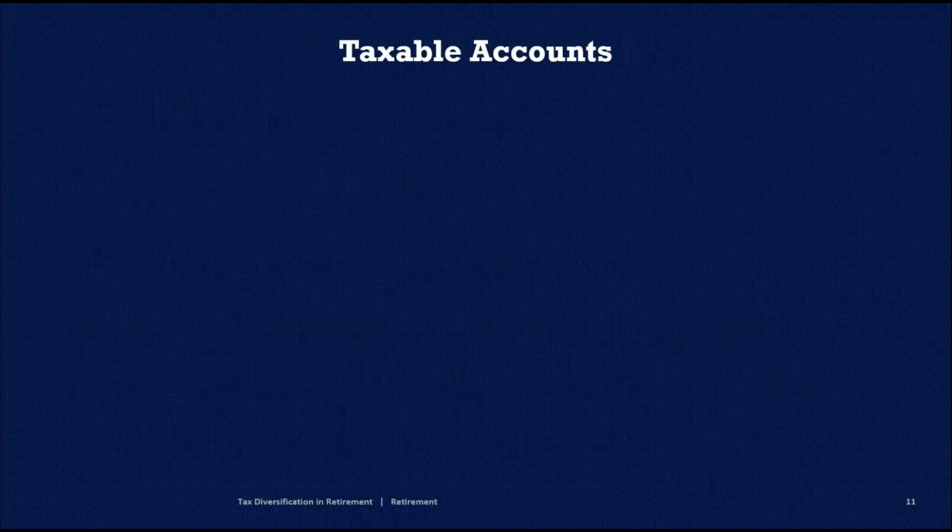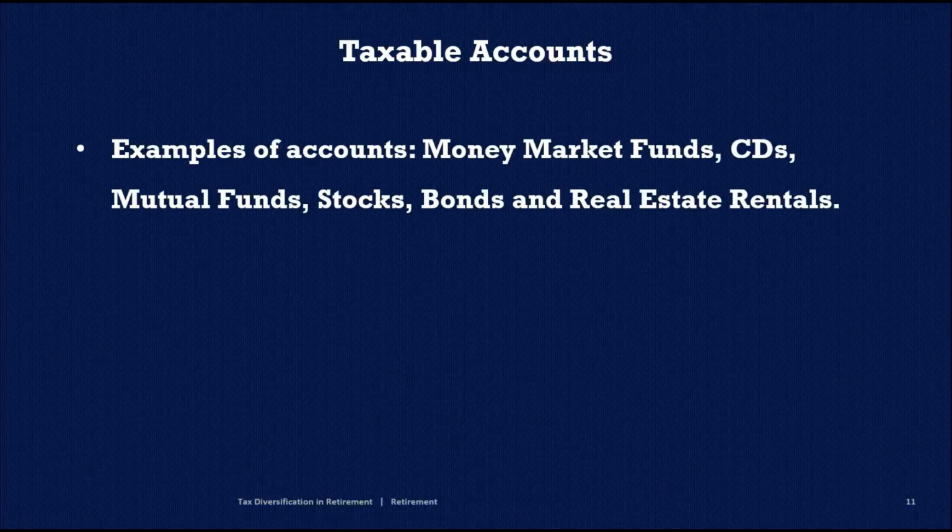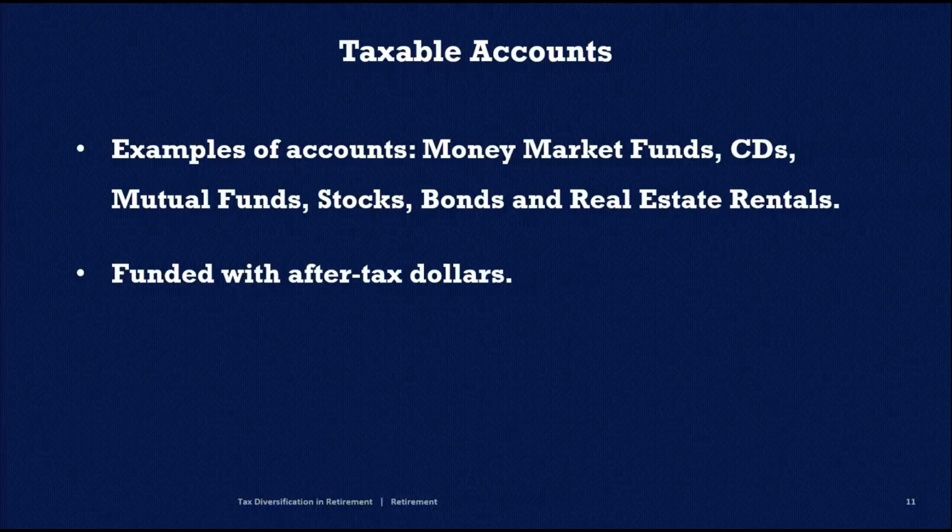But those are tax-favored. Then you have taxable accounts. I call these taxed as you go. Examples would be money market funds, CDs, mutual funds, stocks, bonds, real estate rentals, right? These are things that we don't put in like a pre-tax vehicle. You could think of these as like brokerage accounts or a non-retirement investment account, but we call these taxed as you go. They're funded with after-tax dollars, just like the tax-favored are.